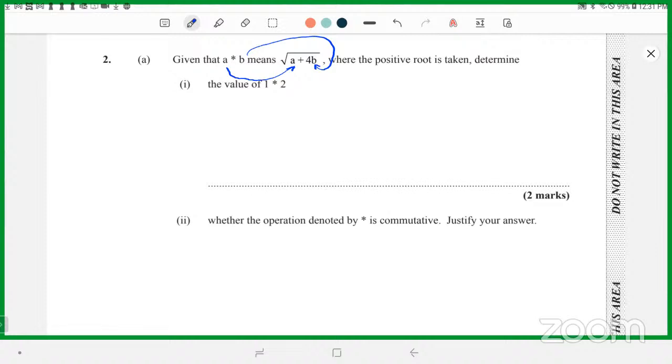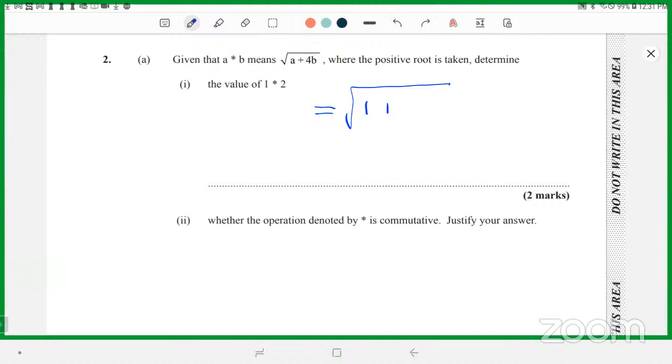That's how the operation works. They're defining it like that for us. And so this 1 star 2 is simply equal to, it's like the 1 is going where the A is. So I'm going to put the square root. And the 1 is where the A is. That's the first value, the number in front of the star, 1.